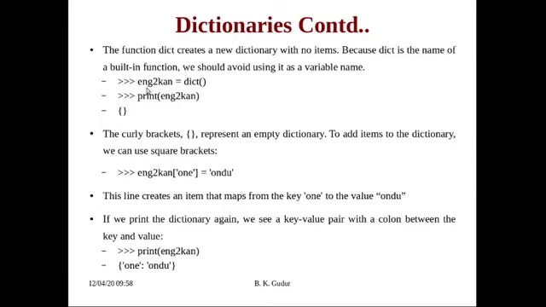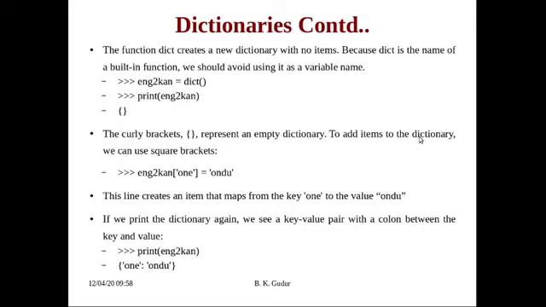Okay, so here we are going to create a dictionary whose name is Eng to KN, nothing but English to Kannada, which is equal to the function dict. This particular statement is going to create an empty dictionary whose name is Eng to KN. If we print that dictionary, it will just print empty curly brackets. The curly brackets represent an empty dictionary.